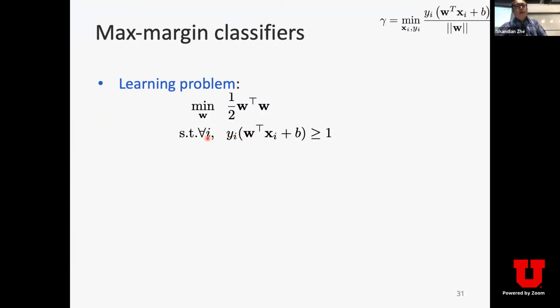For every training example i, we have this function margin, which is the numerator, and it is no less than 1. That means the minimum is just 1. And going back to your question, you can see that although b doesn't show up in the objective function itself, it shows up in the constraints. So you cannot ignore it. Any questions so far? Or does it sound straightforward?